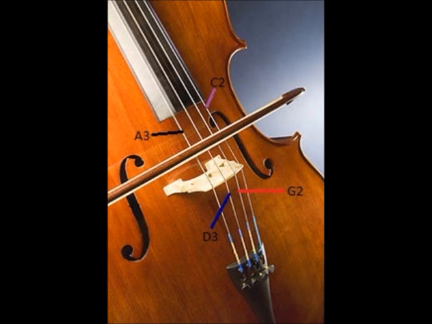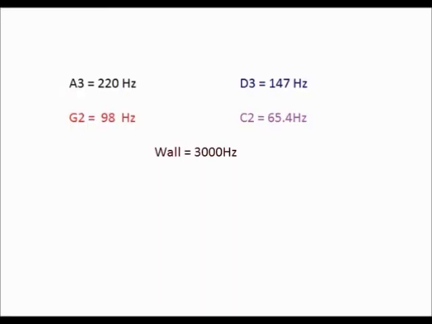A cello has four strings which are tuned in fifths, starting with A3, followed by D3, G2, and then C2. We know that a string vibrates with a particular fundamental frequency, but it is possible to produce pitches with different frequencies from the same string.